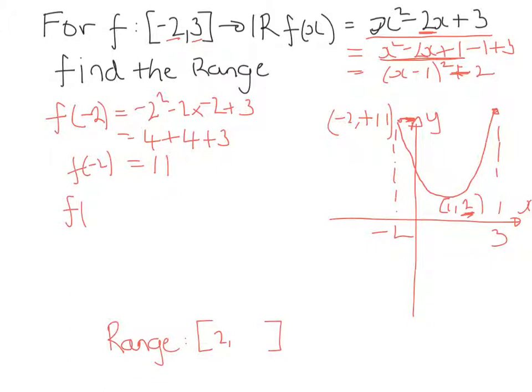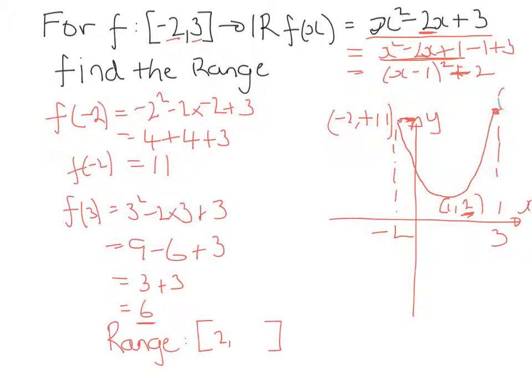Let's put in 3 and see what happens. Well, that'd be 3 squared minus 2 times 3 plus 3. Well, that'd be 9 minus 6 plus 3. Well, 9 minus 6 is 3. 3 plus 3 is 6. So this value, and I probably haven't drawn it particularly well, (3, 6). This point is higher, so the range will be between 2 and 11.